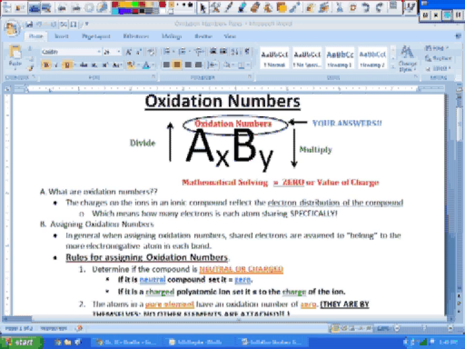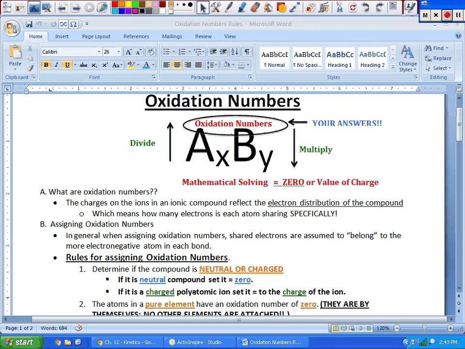Right, so here's the next topic we're going to start on. This is called oxidation numbers. Okay, Maya, would you do me a huge favor? And again, you have that sheet if you can't read it up here. Will you please read letter A, the first dark bullet, and the first sub-bullet?